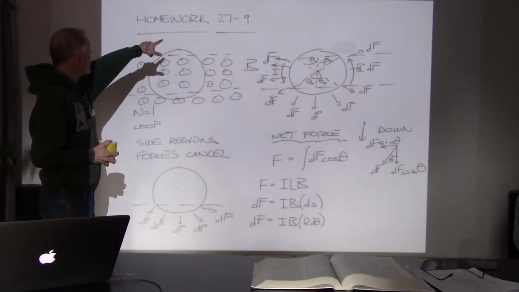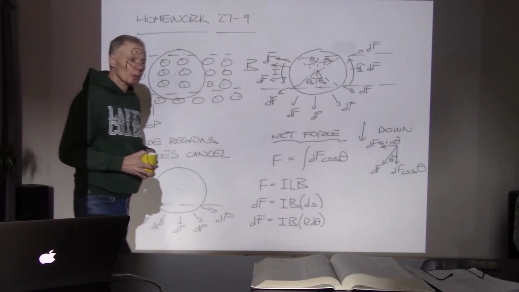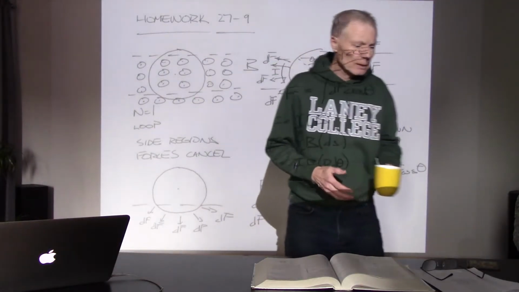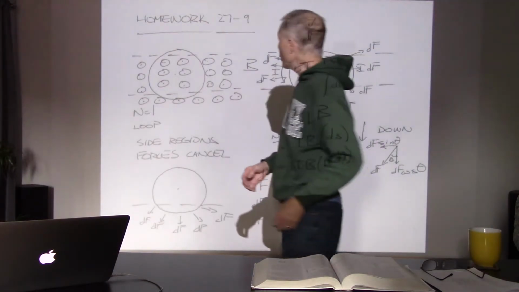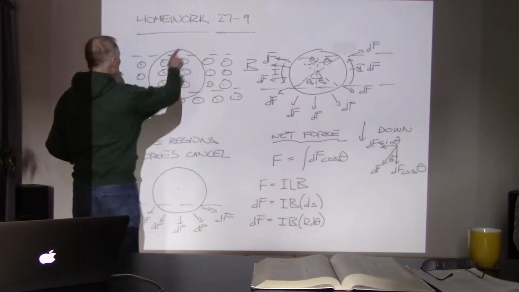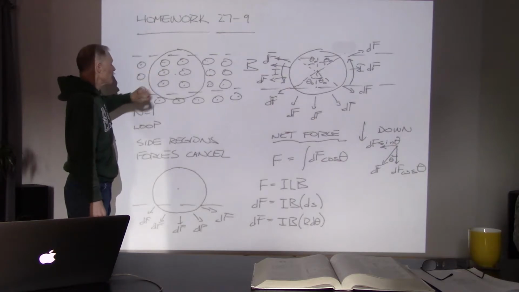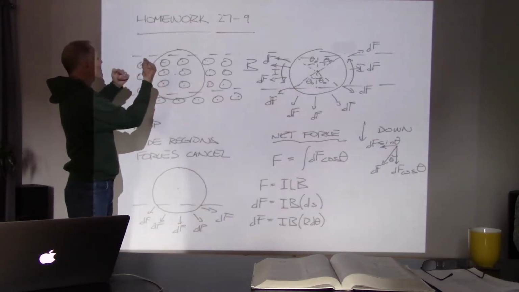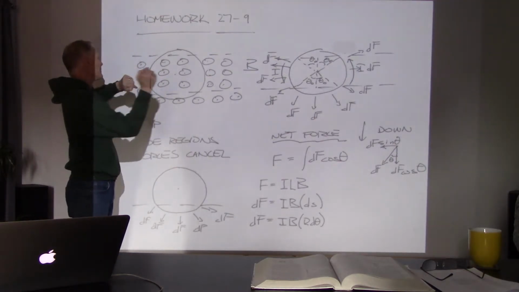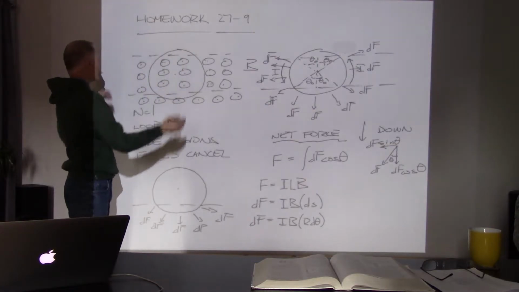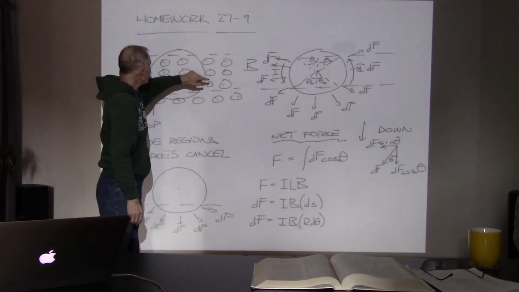Anyway, I started back in chapter 27 when we were looking at magnetic forces. So what we have in problem 9 is a magnetic field. Now, the book likes having the magnetic field come out of the page. I think it's easier to have it go into the page. It doesn't really make a difference. Anyway, we've got a magnetic field.